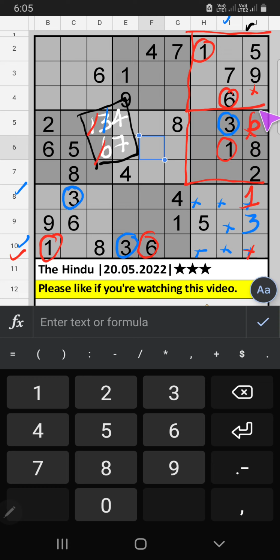Then only 2 numbers are remaining, 4 and 7. 3rd grade, we already have 7. So 7 can't come in this cell. 7 is confirmed here. Then 4 is here.